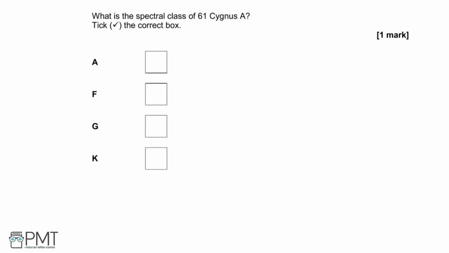What is the spectral class of 61 Cygnus A? Tick the correct box. Now the answer to this question is K, as this is somewhere in the region of 3,700 to 5,200 Kelvin. Now, you don't need to state this to get the mark, you only need to tick the correct box, but you definitely need to remember this for the exam. So 1 mark there.